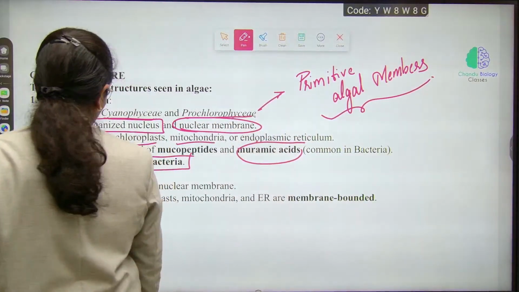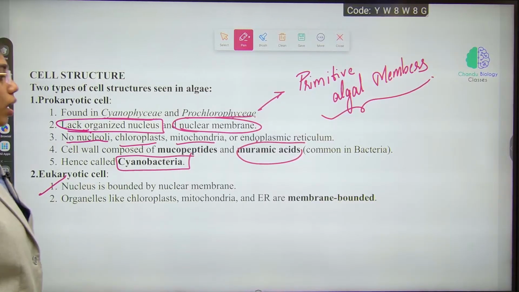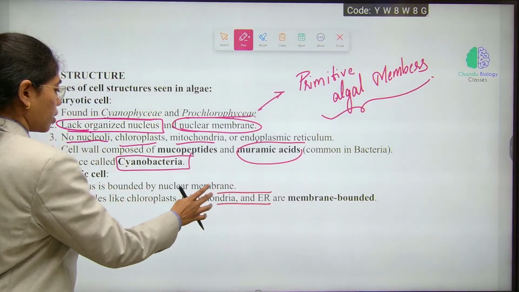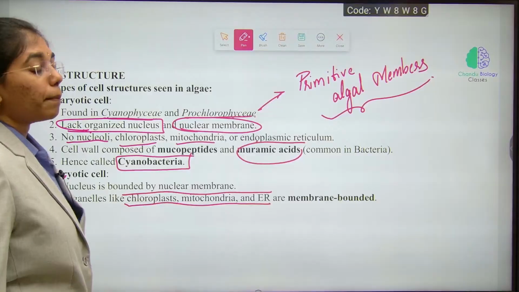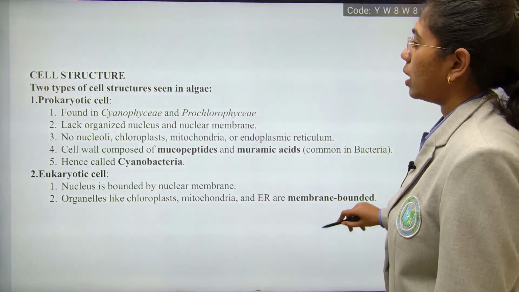Next, eukaryotic cell. Nucleus is bounded by a nuclear membrane here. Organelles like chloroplast, mitochondria and endoplasmic reticulum, these are membrane bounded. Okay, they are membrane bounded.